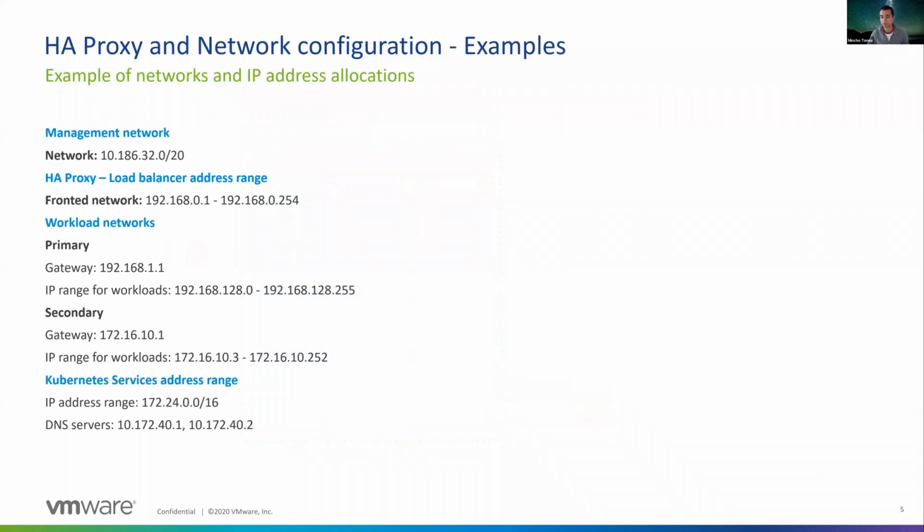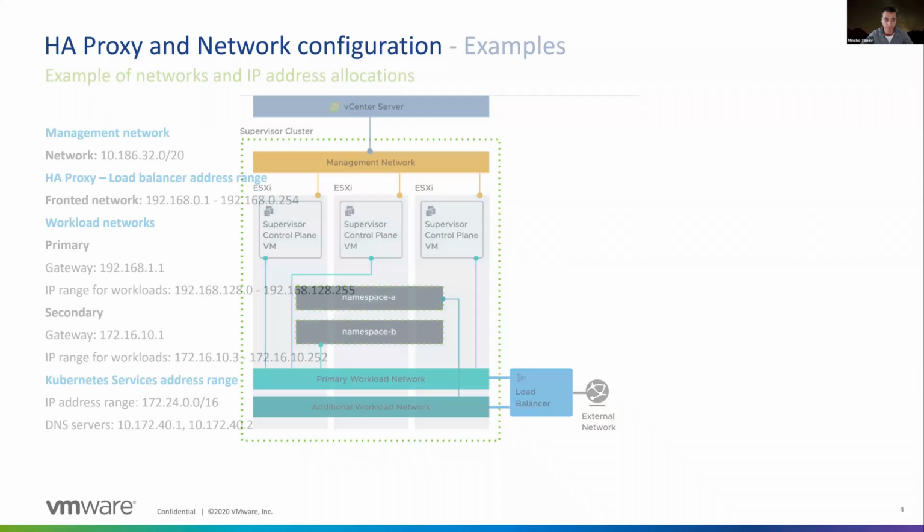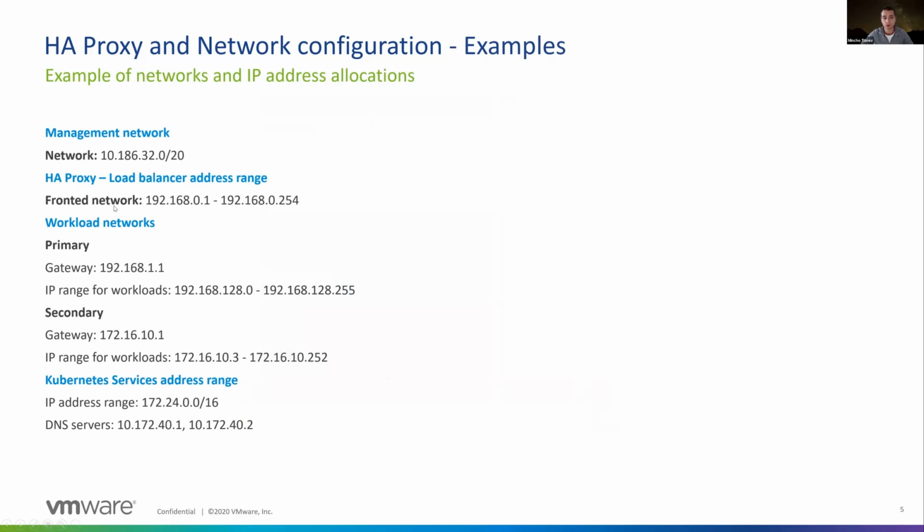So in my setup, which I will show you today, I will use these networks and this configuration, and this is the network of my management network. This is the load balancer address range. What is this? This is actually the address of the external network, also known as frontend network.